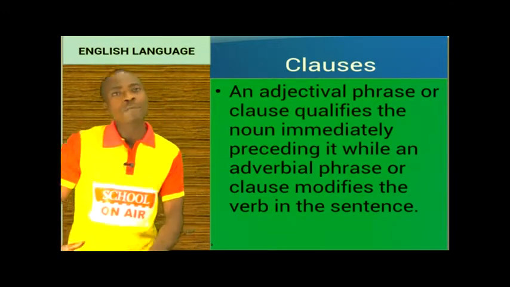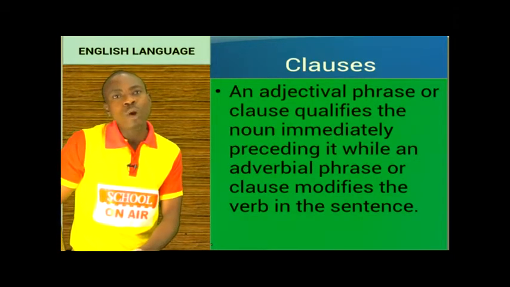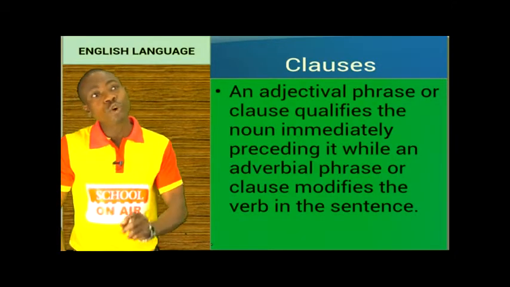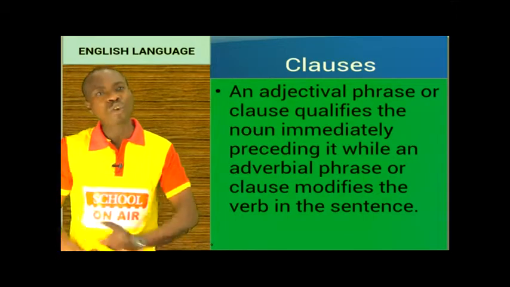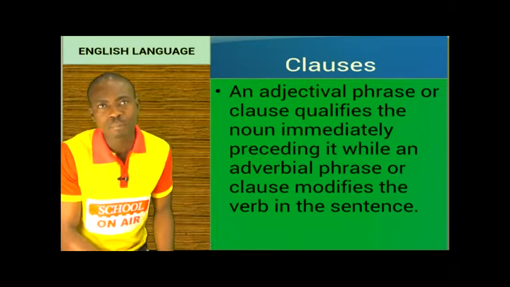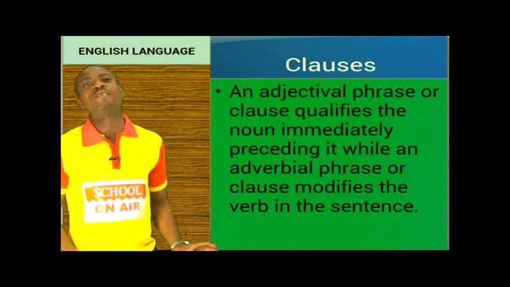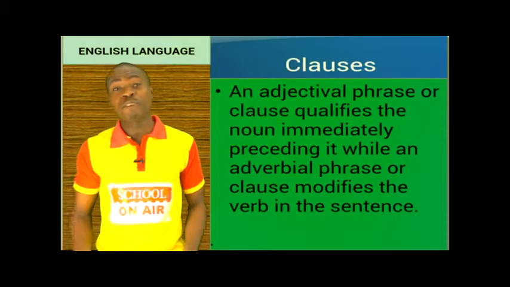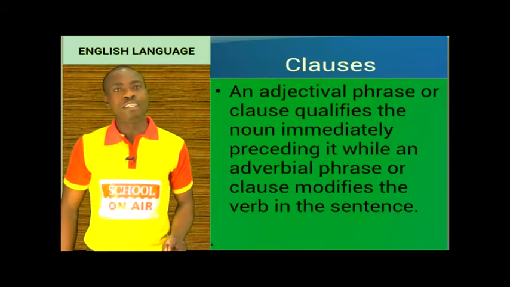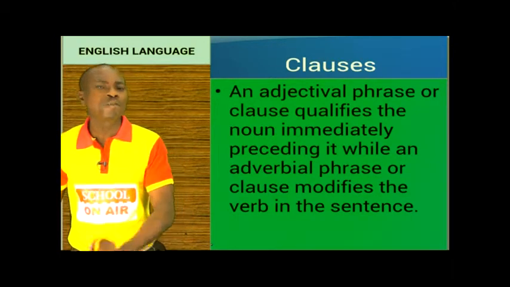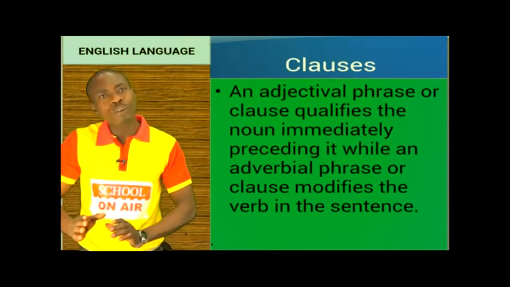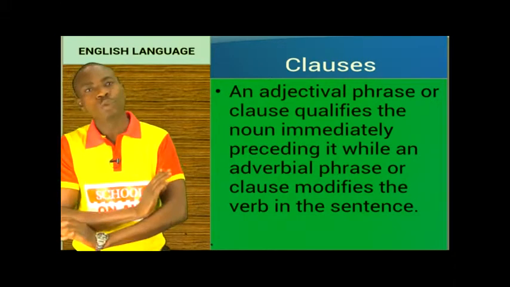So if you have identified a structure as an adjectival phrase or clause, just know that it will do nothing aside from qualifying the noun that precedes it. All you need to do is look for the noun that precedes it. It is very simple. You can get it. And if it's an adverbial clause or phrase, it has nothing to do with any other word in the sentence than to modify or qualify the verb. So be looking out for the verb that it will modify.